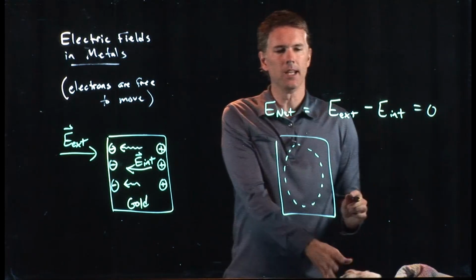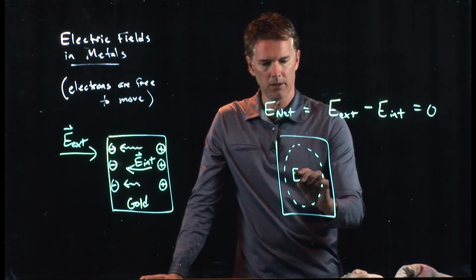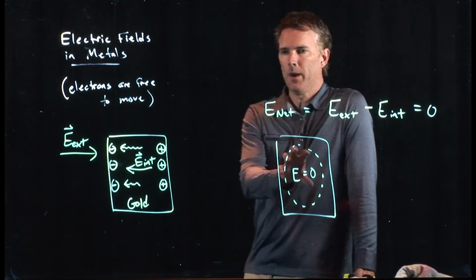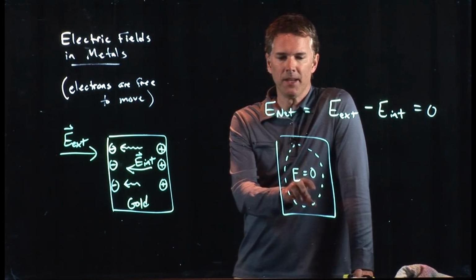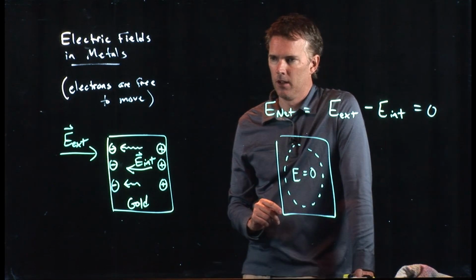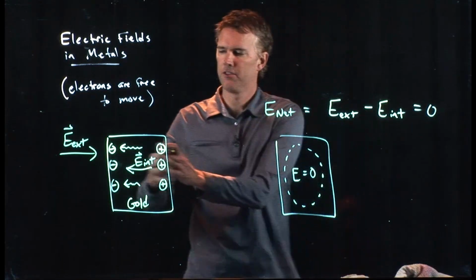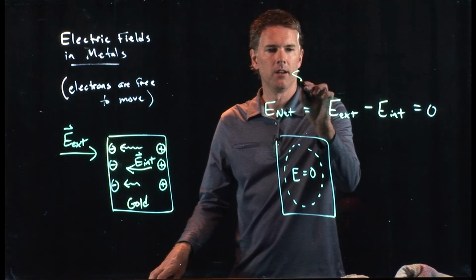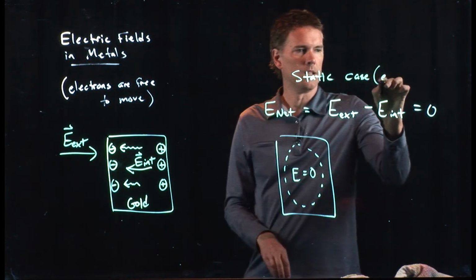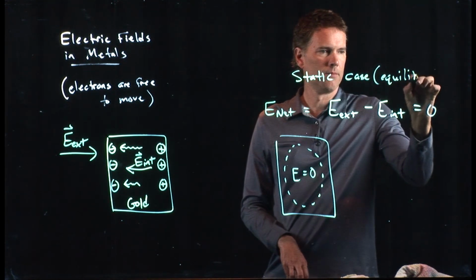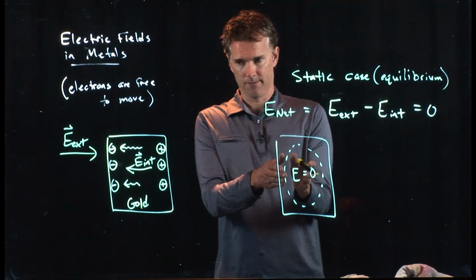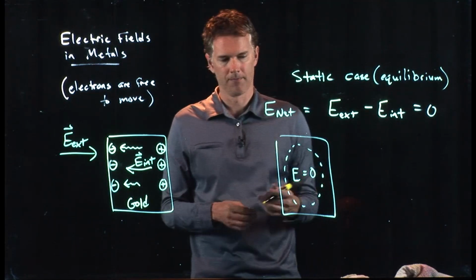And that's going to be 0. The E field in here is 0. You know it has to be 0. Why? Because if it wasn't, then charge would still be moving. So once the charge separates and we have the static case, which is you've reached equilibrium, then there's no more electric field in there. Because if there was, charge would still move.